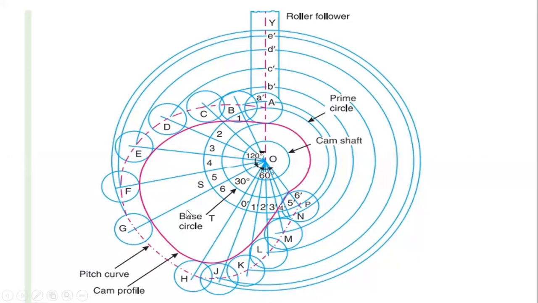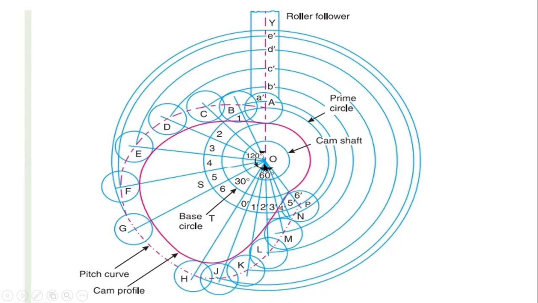So that is for the outstroke. For the outstroke of 120 degrees, we draw this curve. Next is the dwell period, which contains 30 degrees. From this point, using a protractor, take 30 degrees in the circle, and with radius OG, by using a compass, draw a curve from G to H. This is not a freehand curve; this is a curve drawn using the compass.